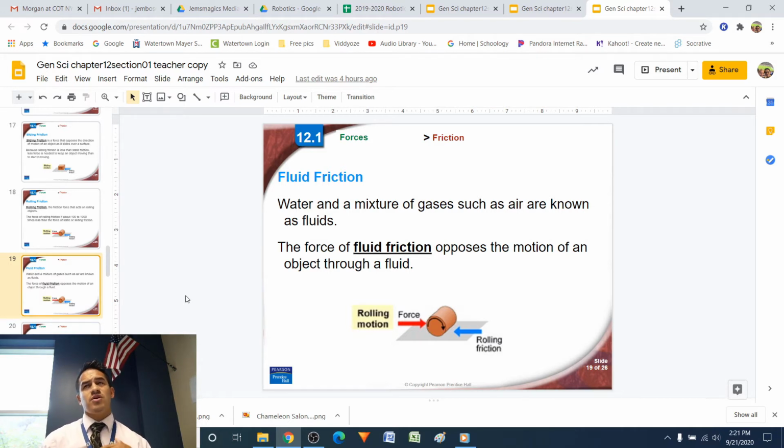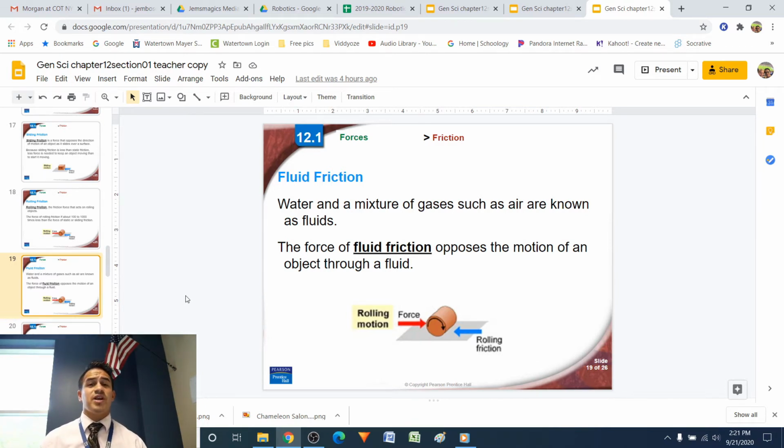So anytime you try to push your way through a fluid, whether it be a liquid or a gas, there's always going to be some amount of friction pushing against you. And the interesting thing with fluid friction is the harder you try to move through the fluid, or the faster you try to move through the fluid, the more it pushes against you.